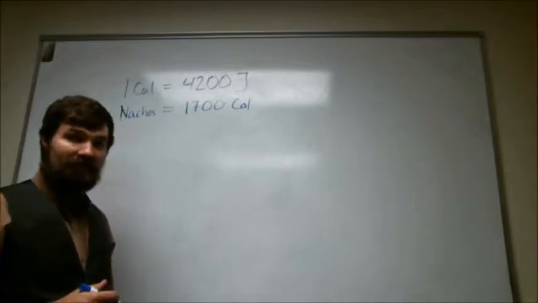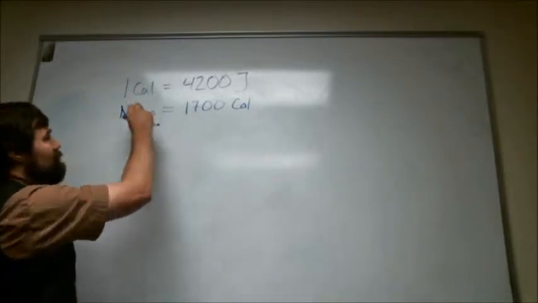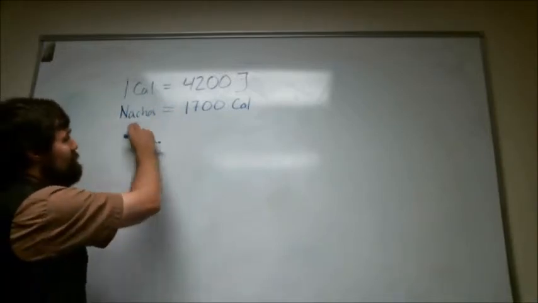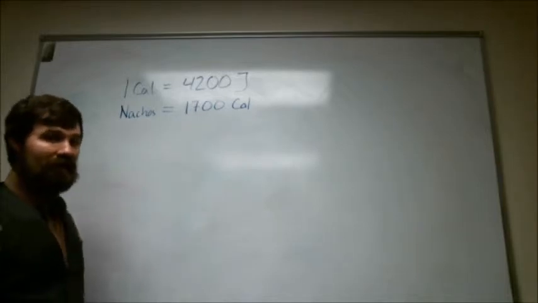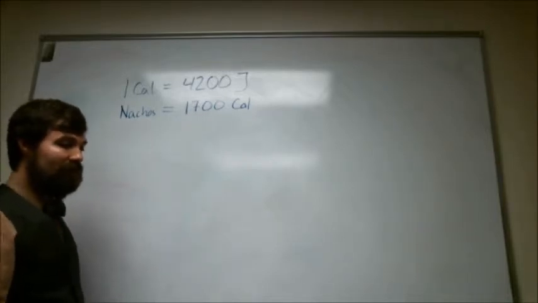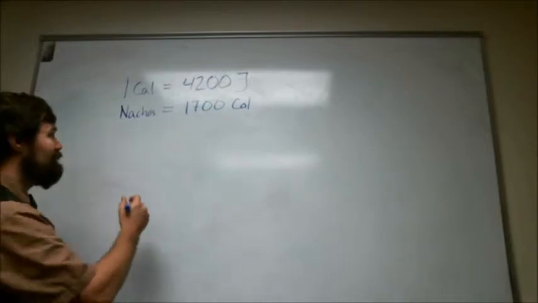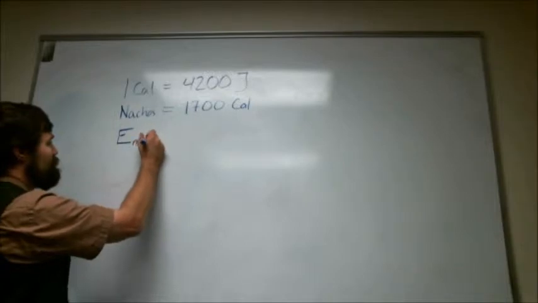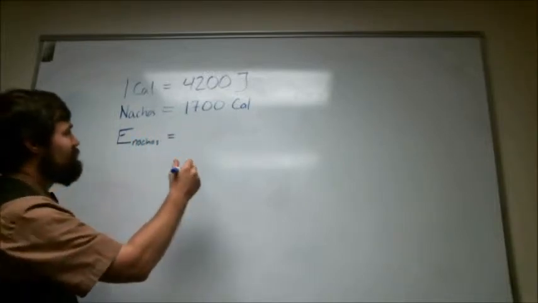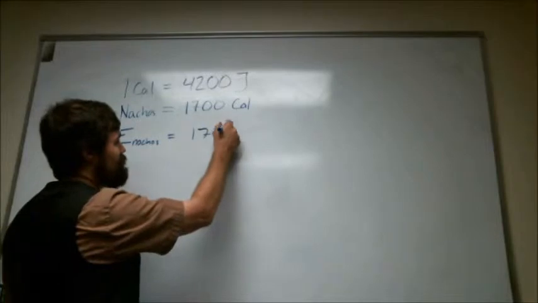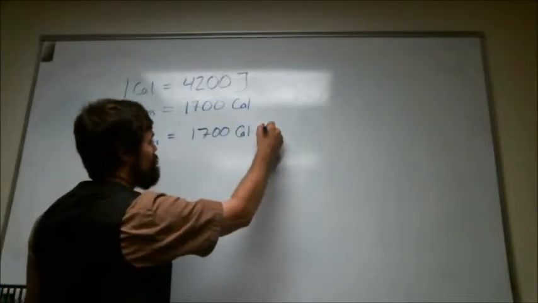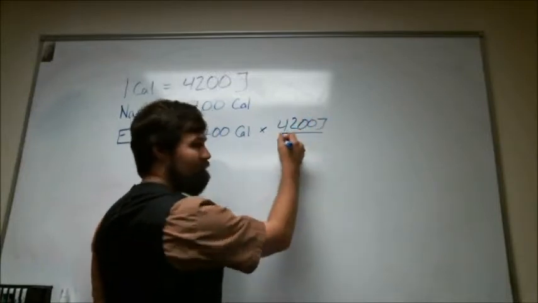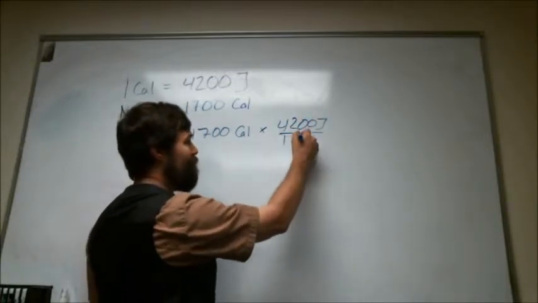So the first step is to convert this food calories into joules, or in other words, to convert the energy content of Moe's nachos into SI units, which we're more familiar with working with. So energy from the nachos is going to be 1,700 calories times 4,200 joules per food calorie.